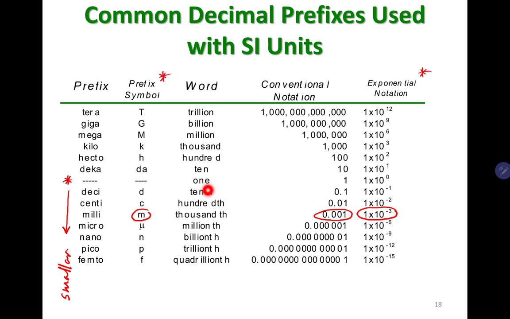Or in other words, these prefixes have a value that is less than 1. So you are multiplying the SI unit by a value that is less than 1, so the value of the unit will become smaller.